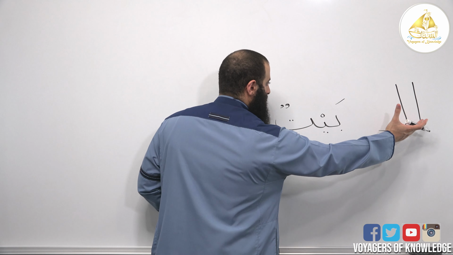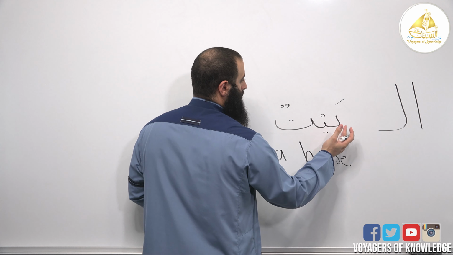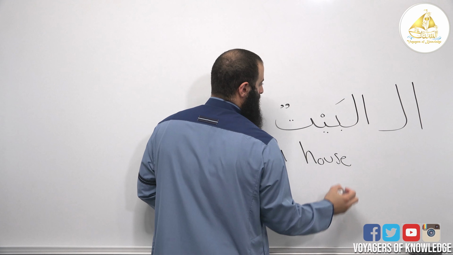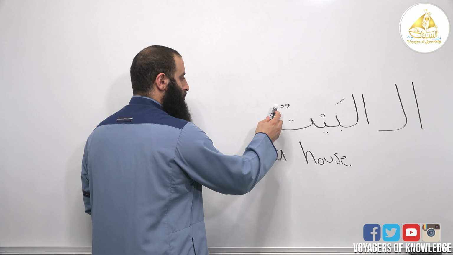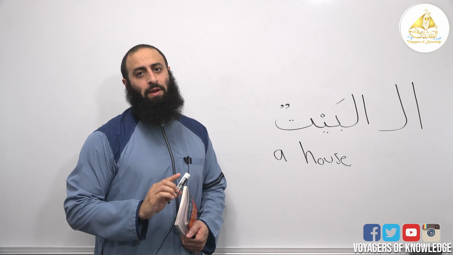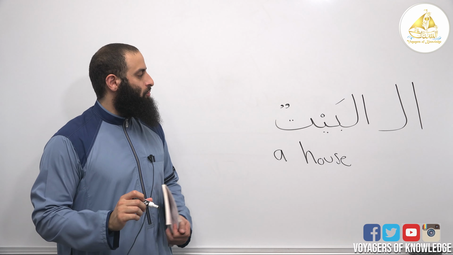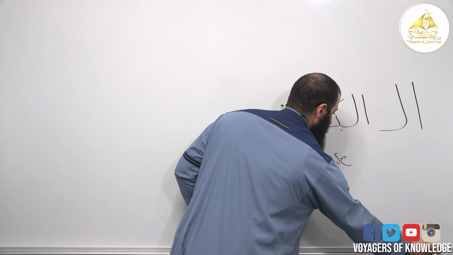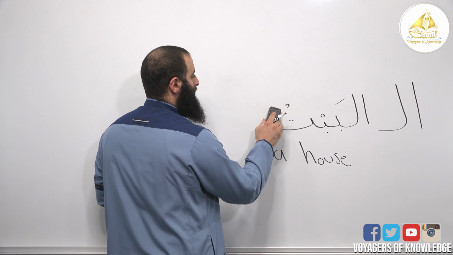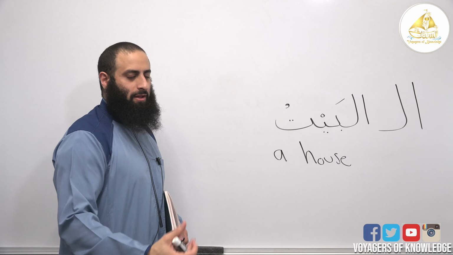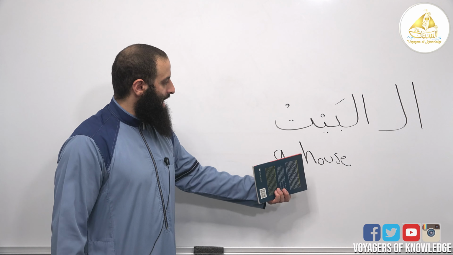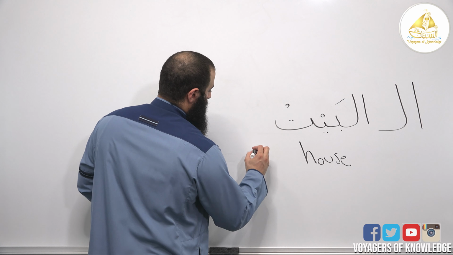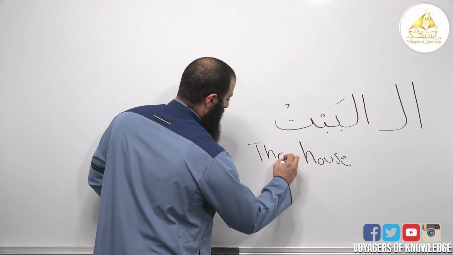When you attach alif and lam to this word, al-baytun, you can't do that. You have to make sure when you attach alif and lam to a word, you need to get rid of one of the harakat. What happens to the meaning though? Is it still a house? Incorrect. It becomes the house.